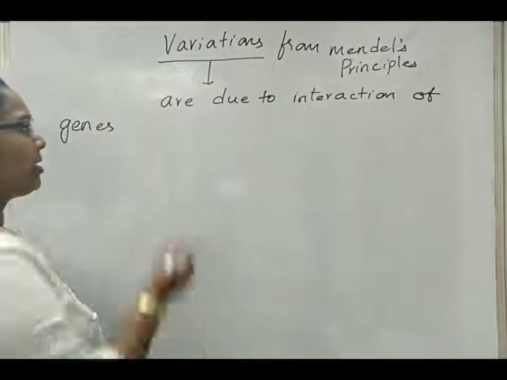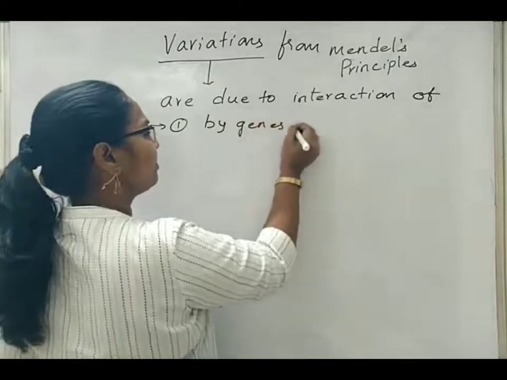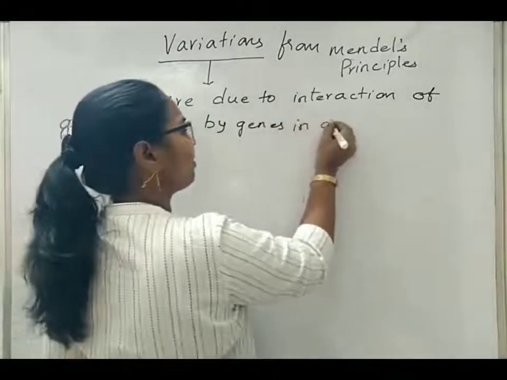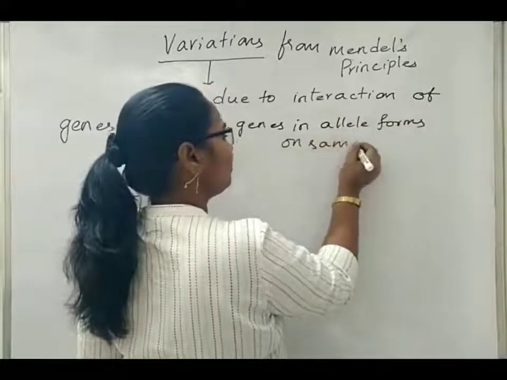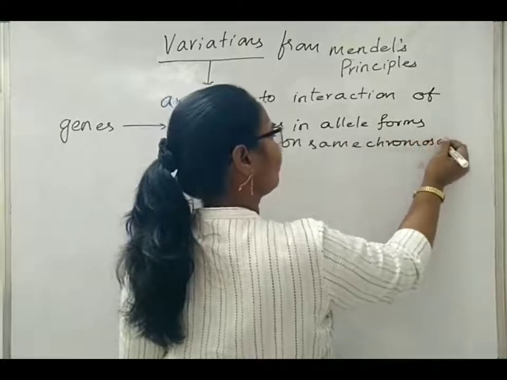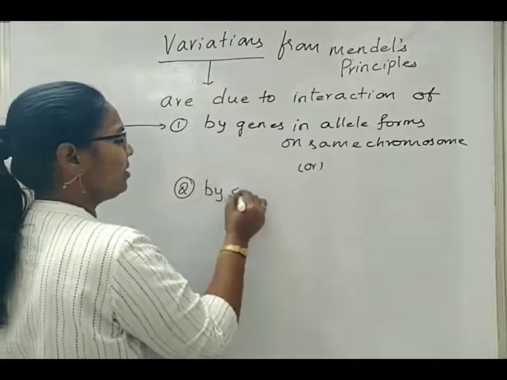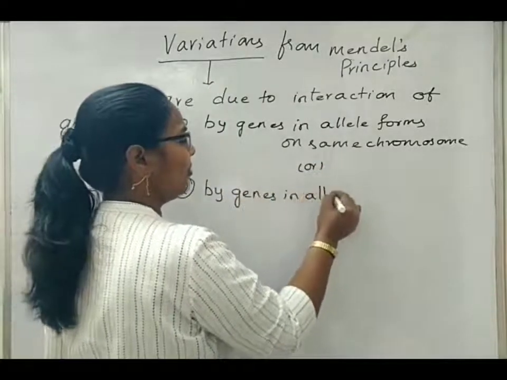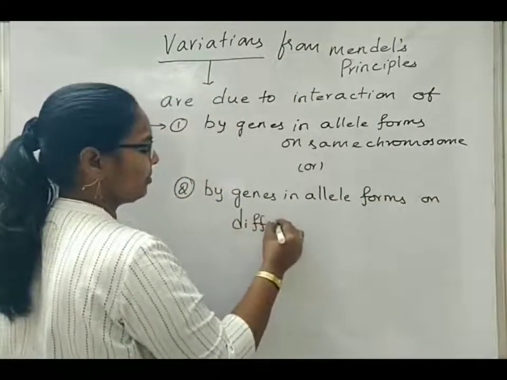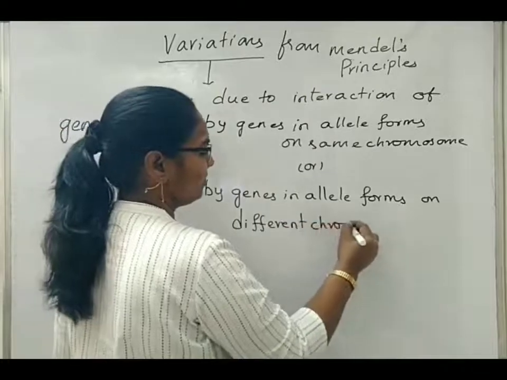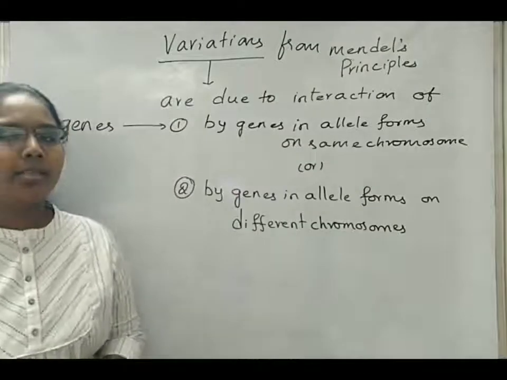Here there are two possibilities. One is by genes in allele forms on the same chromosome, or the second possibility is by genes in allele forms on different chromosomes. Here, whatever interaction is expressed by the genes can be studied.